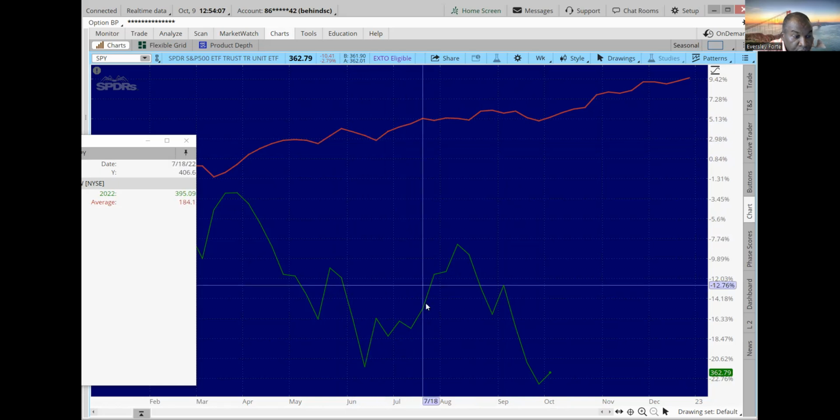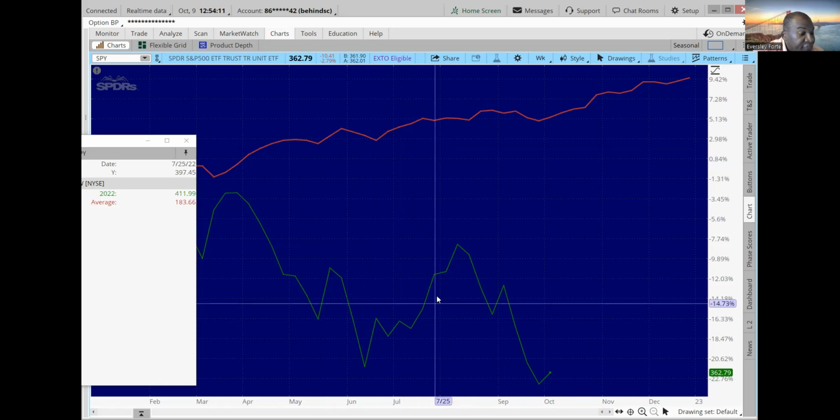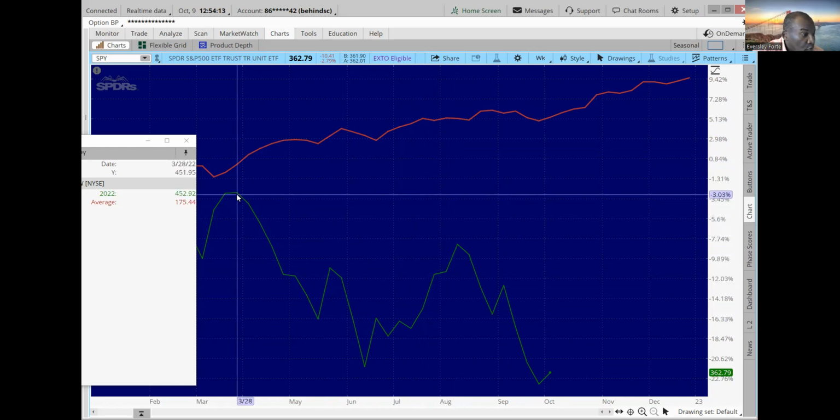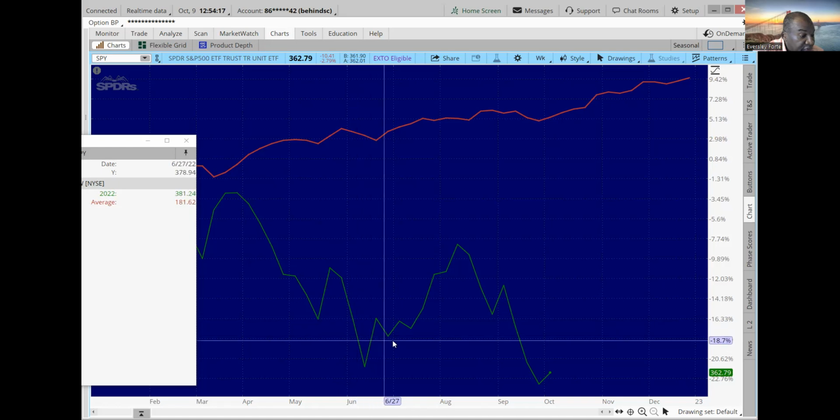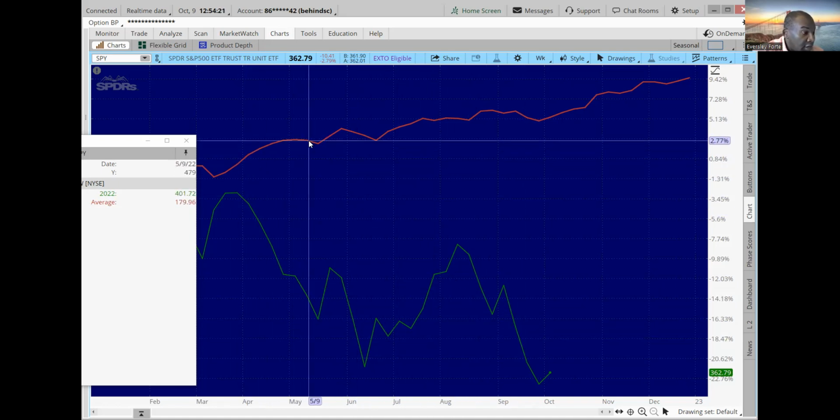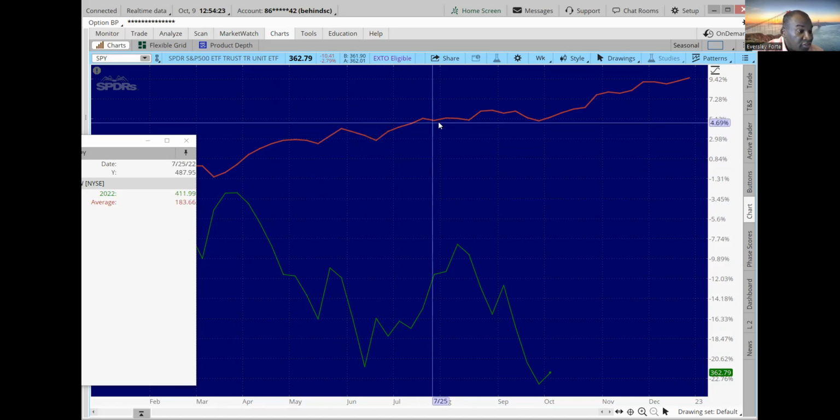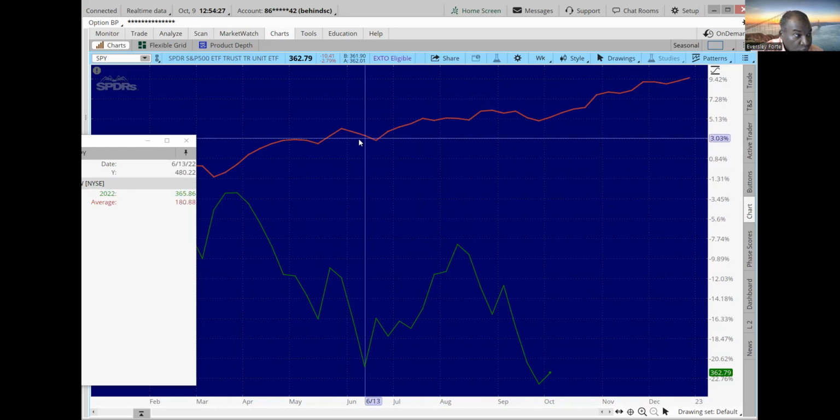And to put these both on the same chart, this green line shows the SPY for this year. So this is what you see: this green line is a weekly chart of the S&P 500 for this year. And the red line is a composite chart of the S&P 500 over the last 20 years. This is what the S&P did, percentage-wise, on average.